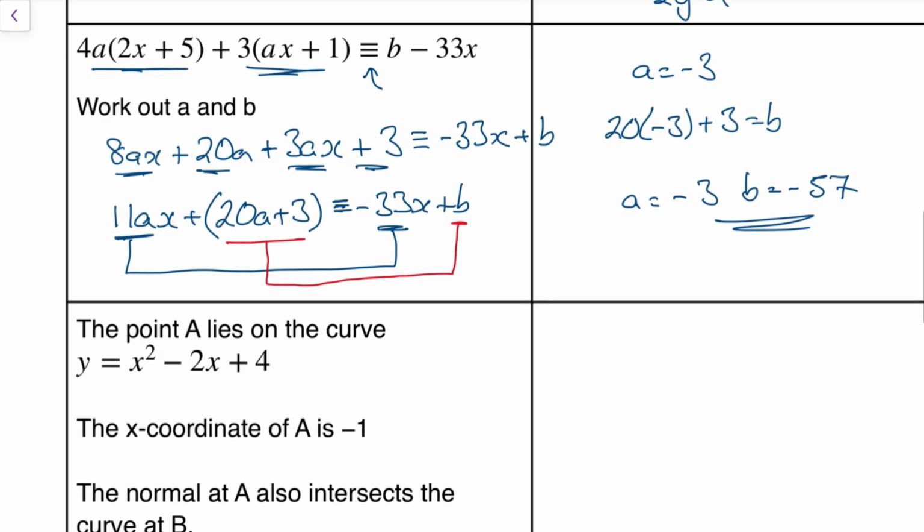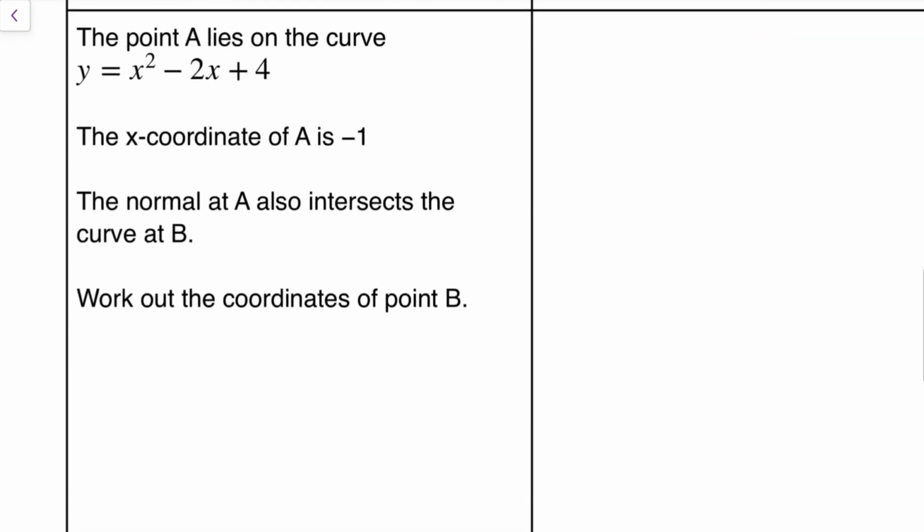Well done if you got that one. Next one, and I think indeed it is the final question today. Right, I'm going to read all of this one before jumping in, because sometimes I just do the wrong thing and I don't need to do it. So let's read it first.